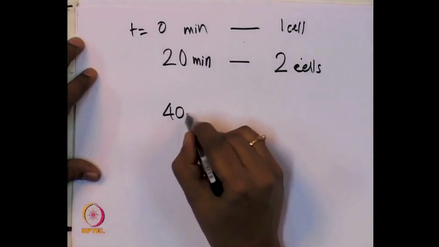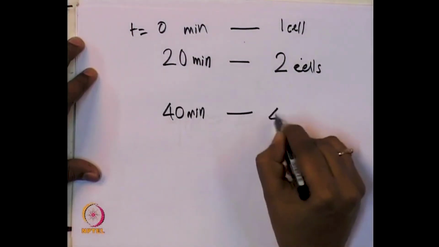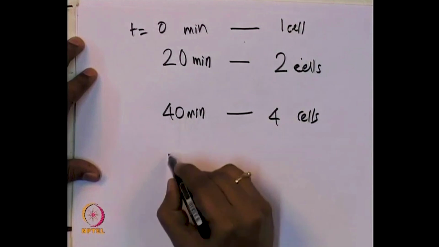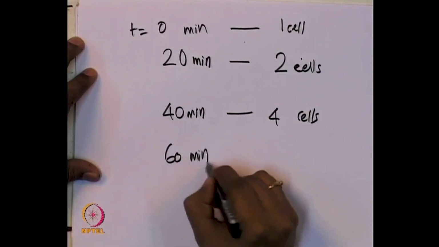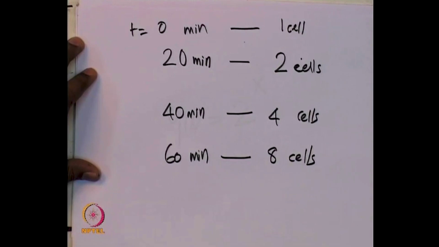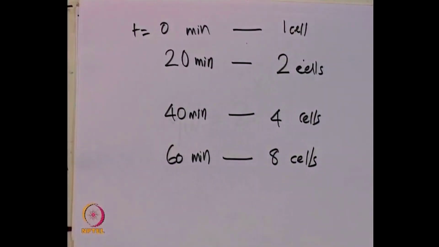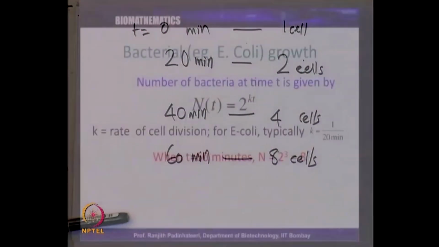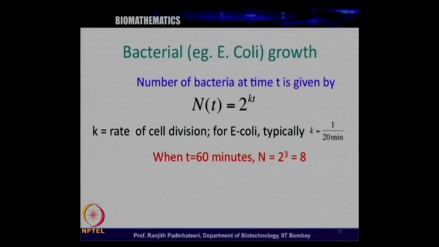In 40 minutes you have 4 cells. In 60 minutes you have 8 cells. So, how do we describe this mathematically? The way to describe this mathematically is seen in the next slide. You can describe the number of cells. Let us have a look at this equation.